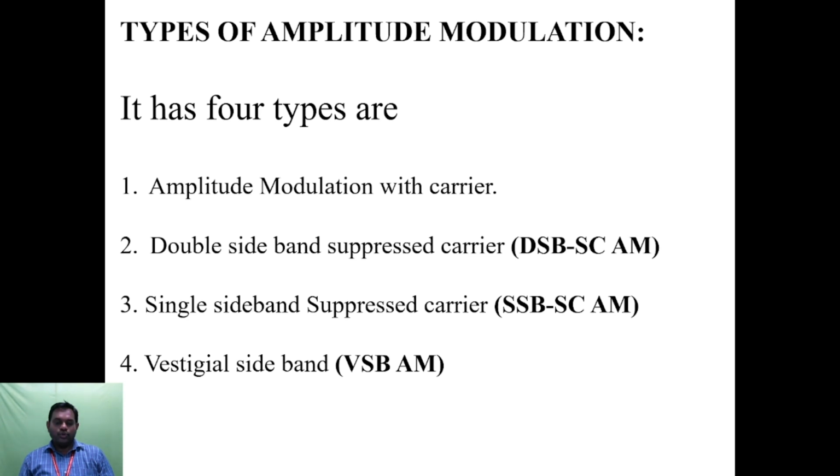So, types of amplitude modulation. There are four types of amplitude modulation. The first one is amplitude modulation with the carrier. The second one is double sideband suppressed carrier, or DSB-SC amplitude modulation. The third one is single sideband suppressed carrier, or SSB-SC amplitude modulation. The fourth one is vestigial sideband amplitude modulation, that is VSB-AM. These are the four types of amplitude modulation.